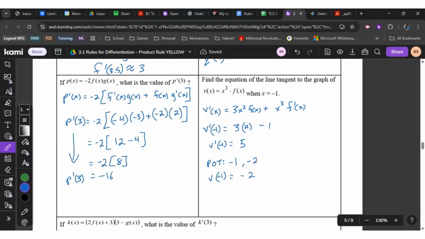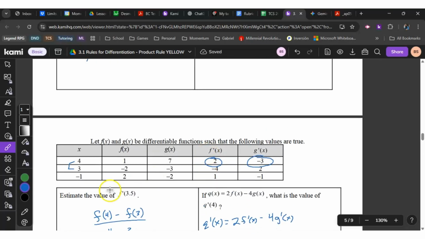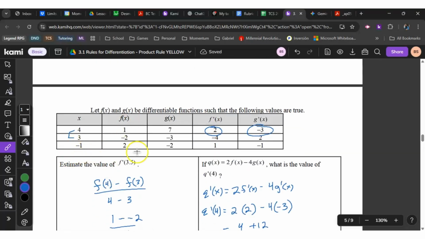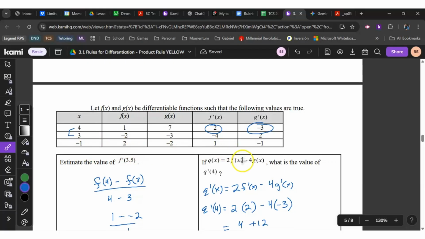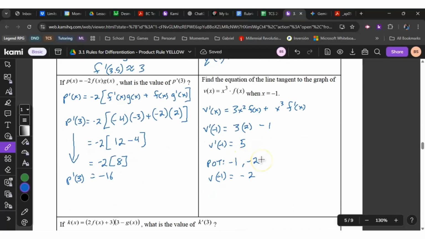Okay. So I go up here and I look. When x is negative 1, f is 2. Okay? And so v of negative 1 is negative 1 cubed, which is negative 1, and then f of negative 1 is 2. So it's just minus 2. Then I can write my equation. Y plus 2 equals the slope of 5 times x plus 1. Right? Because I got to flip the signs of those, negative 1, negative 2.